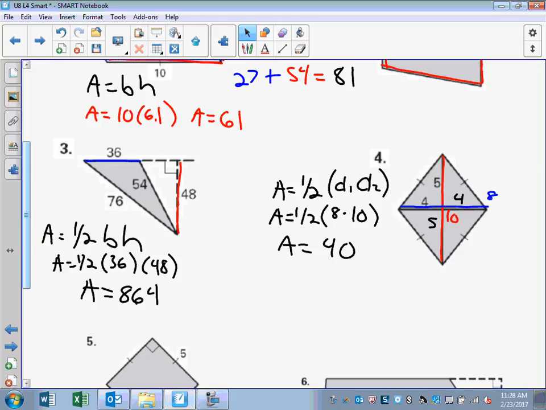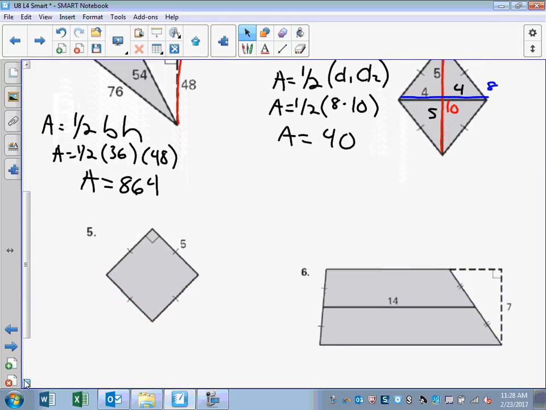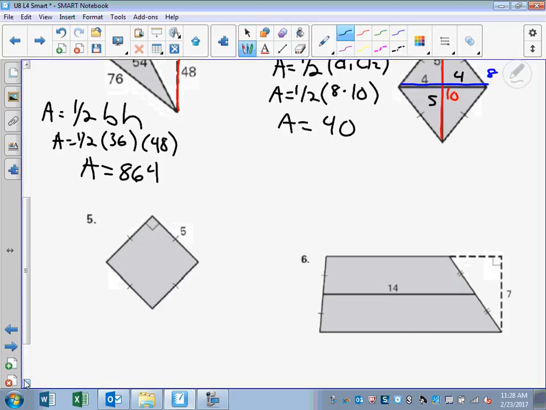Number 5 is even easier than that. We got a square. All the sides are 5. Area of a square is one of the sides squared. So we got area equals 5 squared, which is 25. And that's all for that one.